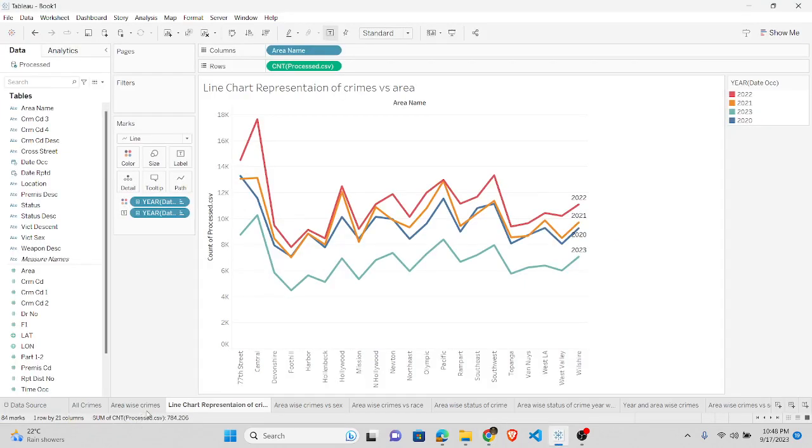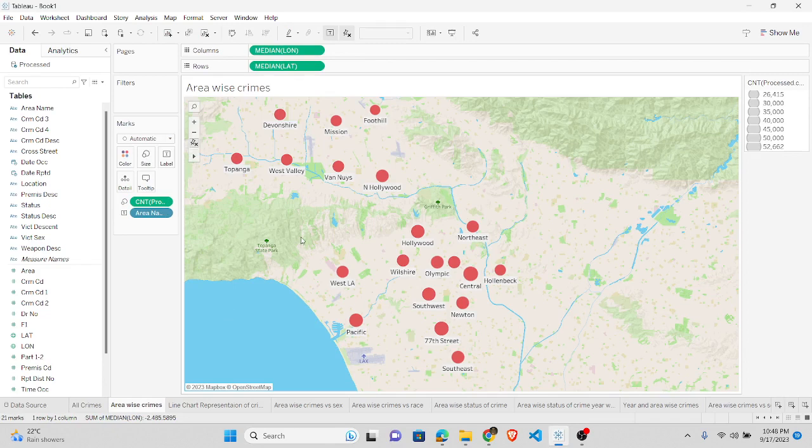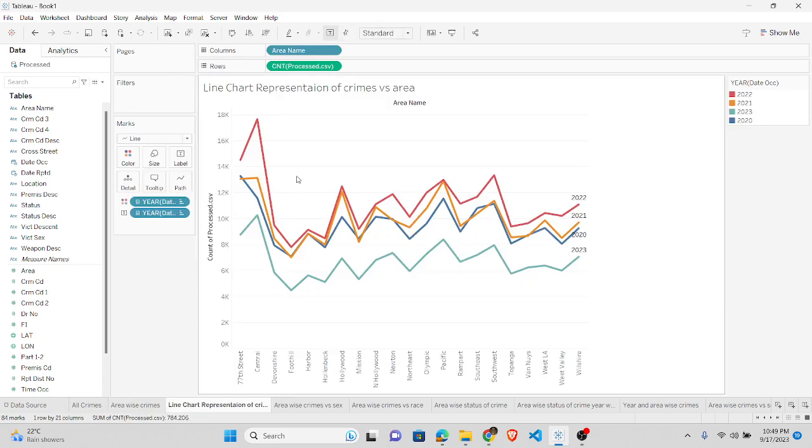Now we will go on to see the visualizations, where the different areas have been marked using circles, where the size of the circle is determined by the number of crimes that have occurred in that region. As we can see, in a certain region of Los Angeles there are more circles with larger radius, indicating that there are more crimes in the southern half of Los Angeles compared to the northern half. Now we move on to the multi-line chart representation of the crimes versus the area name.